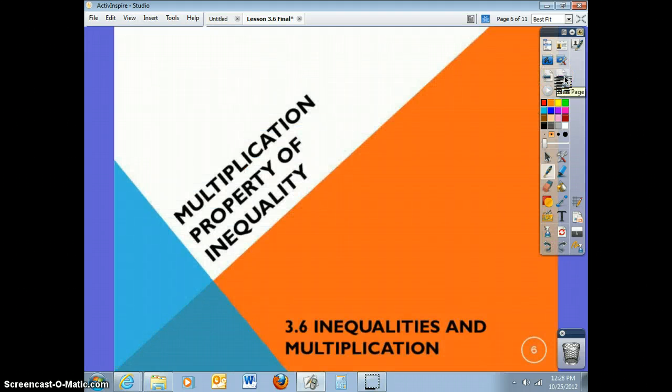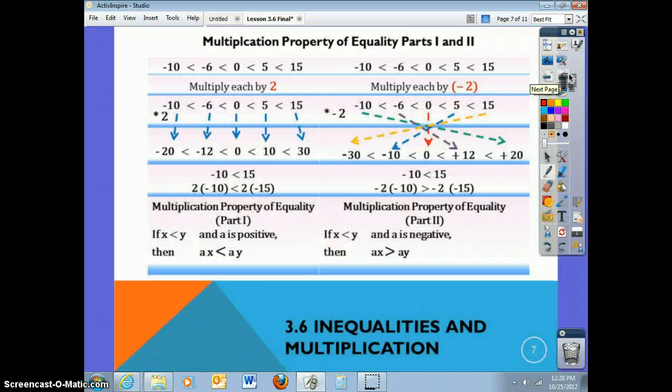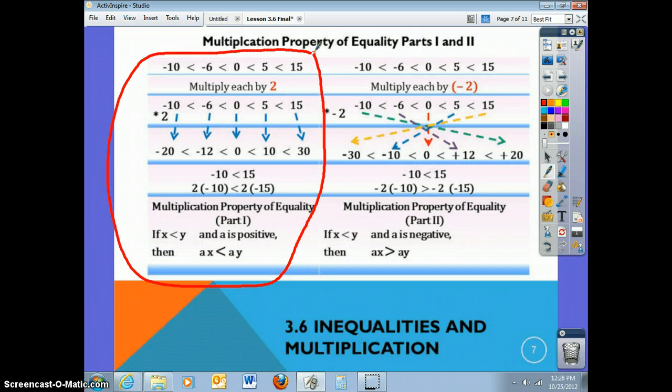All right, now let's talk about how multiplication affects inequalities. This is a little bit complicated of a graph, but we're going to do it step by step and break it down. There is something called the multiplication property of equality, and it has two parts. This left-hand side is part 1, and this right-hand side is part 2, and we're going to talk about them independently.